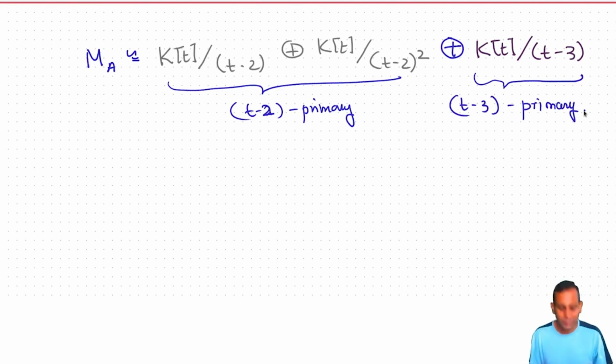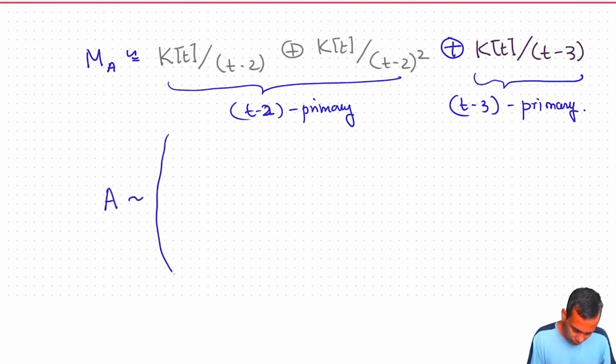And writing down these parts separately will give us the Jordan canonical form of it. So we know that A is going to have a Jordan canonical form. Firstly, this kt by t minus 2, that's just a 1 by 1 matrix with 2. Then this is kt by t minus 2 whole squared, which we saw is given by this matrix 2, 2, 1, 0. That's a Jordan block of size 2. And then finally, there's a Jordan block corresponding to the eigenvalue 3, which is just this.